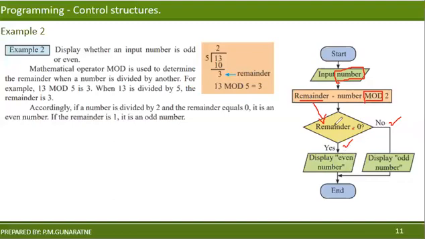So if the remainder is 1, it will follow the no path, which means the remainder 1 means it is an odd number. If the remainder is 0, it will follow the yes path, which indicates it is an even number. So depending on the condition, we have two things in the yes path and no path, right? So it will display even number or it will display odd number. From either path, it will come to the main point again and it will be finished. Okay, so that's the second example.